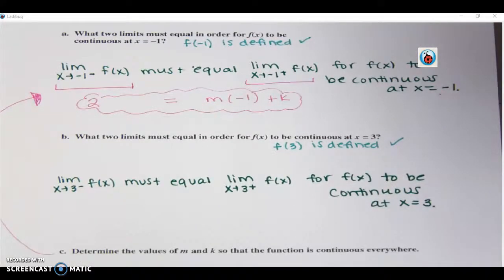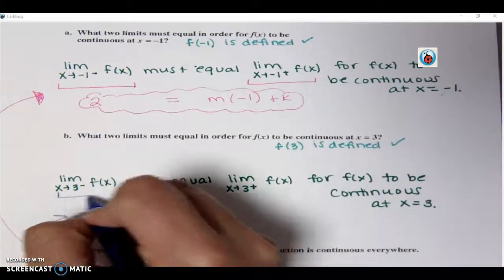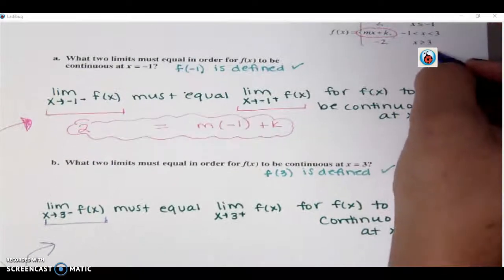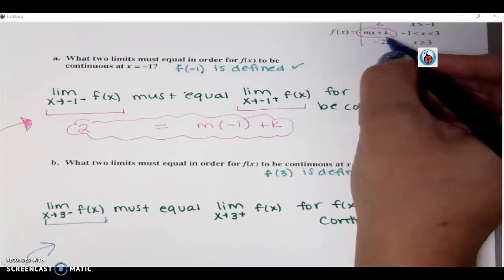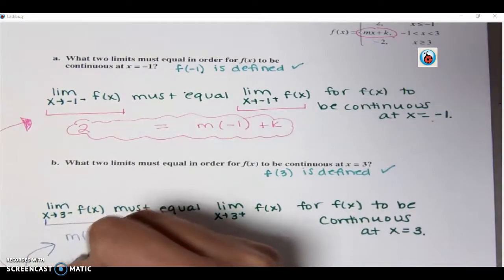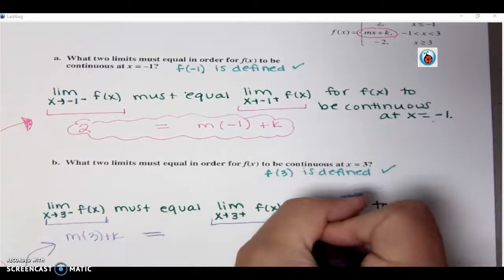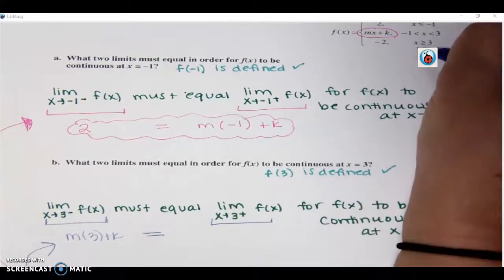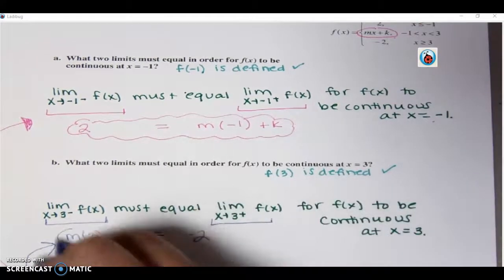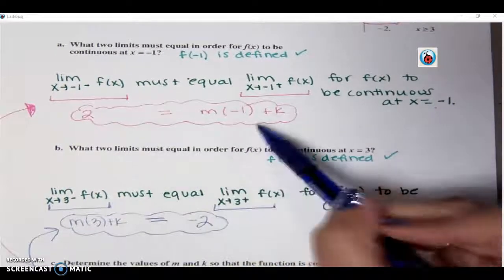And then for part B, which you're still using for part C here, we said the limit as x approaches 3 from the left. Well, from the left, when x is less than 3, that happens at mx plus k. Same thing, we're going to do direct substitution and plug in the x value of 3. So m times 3 plus k, and that must equal the right-sided limit. The right-sided limit when x is greater than or equal to 3 is -2. So that's going to go here. So this is our other equation. Okay, so we have one equation at -1 to make that true, and one equation at 3.